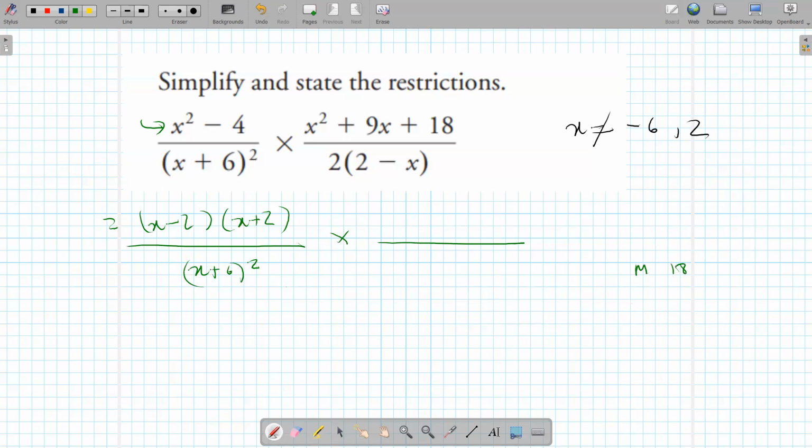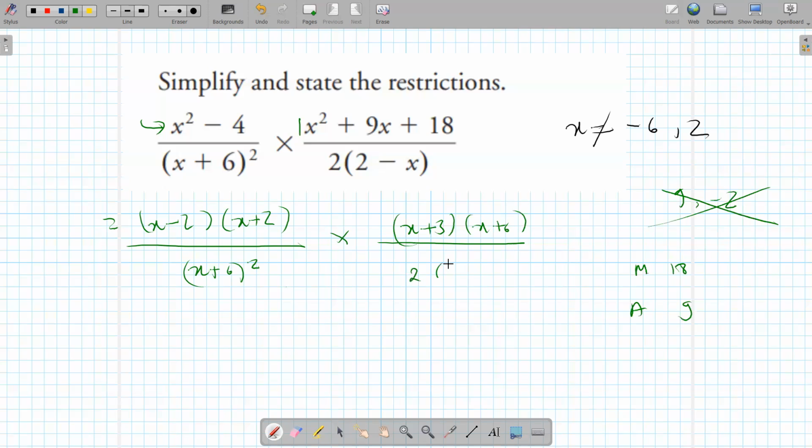Multiplies to 18, adds to 9. It's not 9 and 2. You see why? Because it multiplies to 18, adds to 11. 9 and 2 is out. What else multiplies to 18? 6 and 3. Yeah, that's it. And the leading coefficient is 1. Straight up x plus 3, x plus 6, yeah?